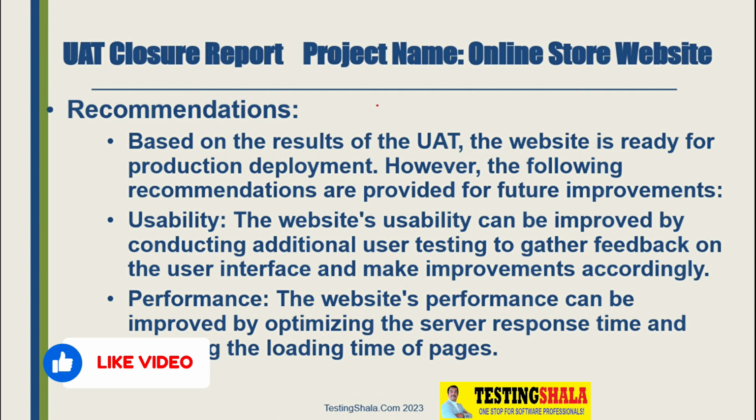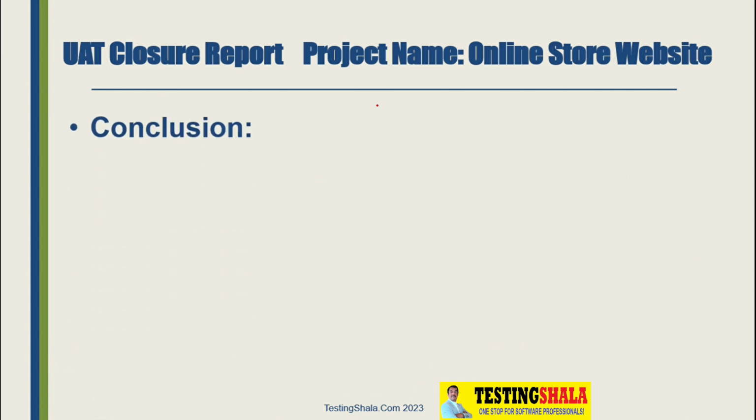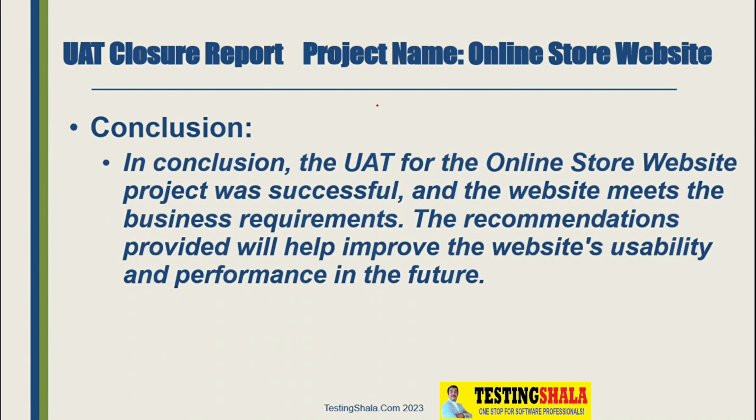The final section is the conclusion section, where we conclude that the overall online store website project was successful and we were able to meet the business requirements by following various steps and test results, and we recommend our lessons learned. These are the aspects, and we sign off from this. This is the conclusion we can make as part of this UAT closure.